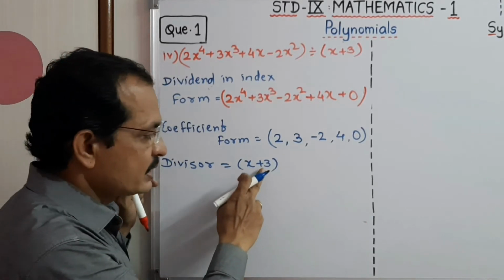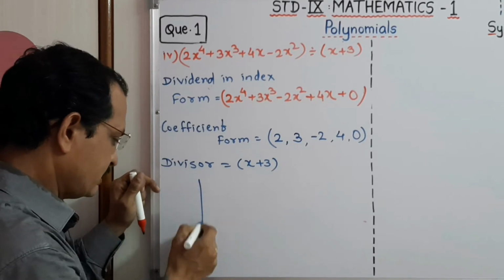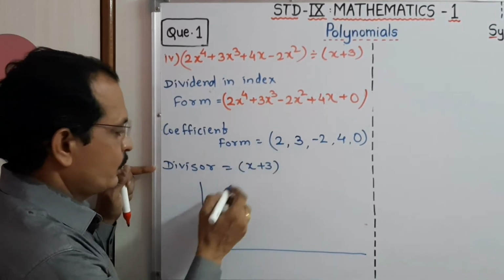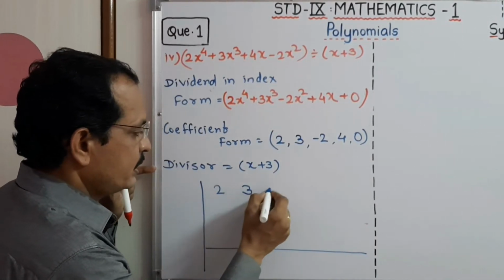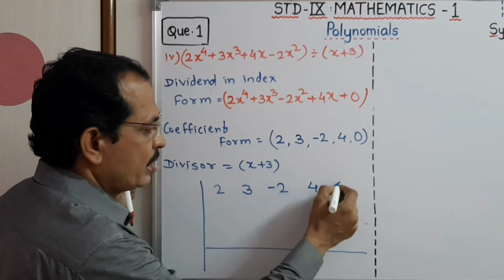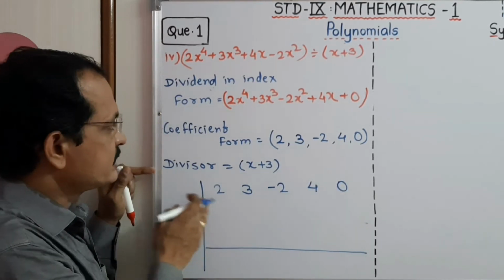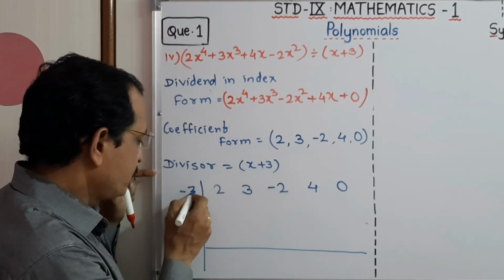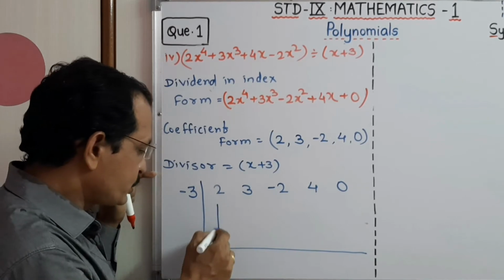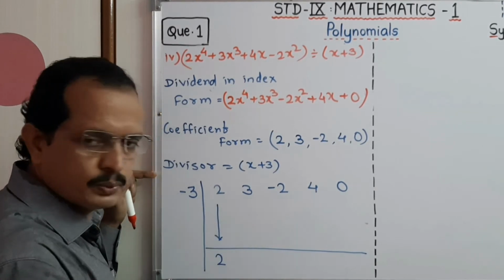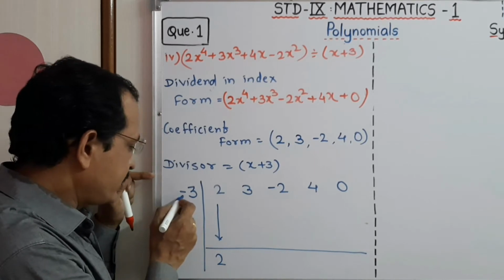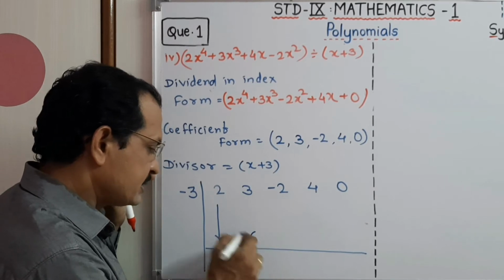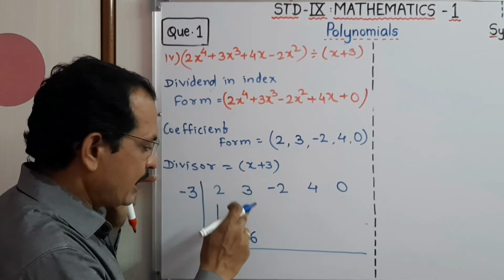Therefore, we have to consider this as minus. Now see here. In the first row, write down the coefficients 2, 3, minus 2, 4, and here it is 0. On this side, the divisor is plus 3, so we have to write here minus 3. Now this 2 ones are 2. Minus 3 into 2, it is minus 6. Plus 3 and minus 6.